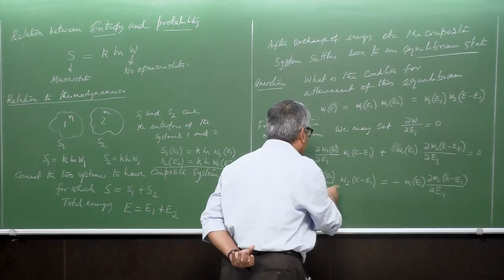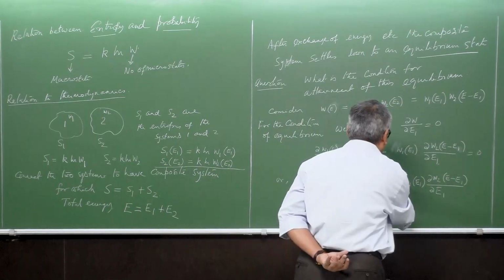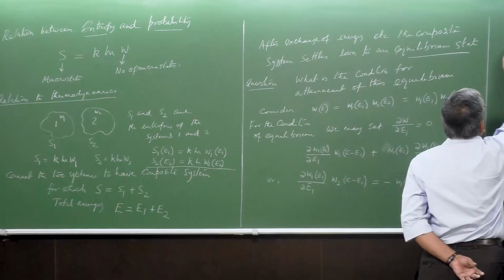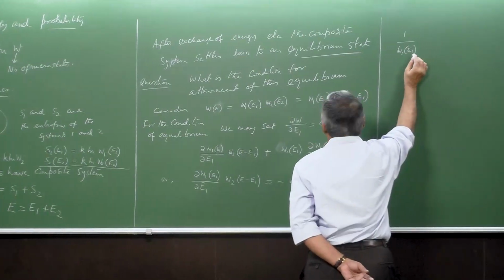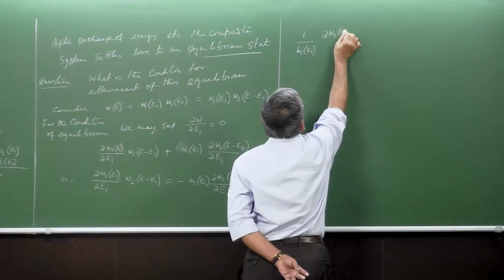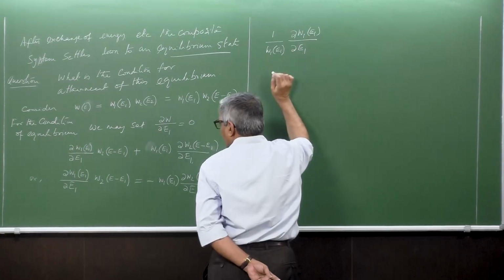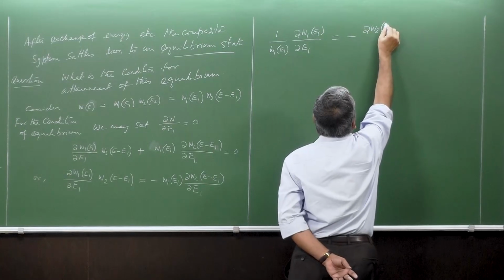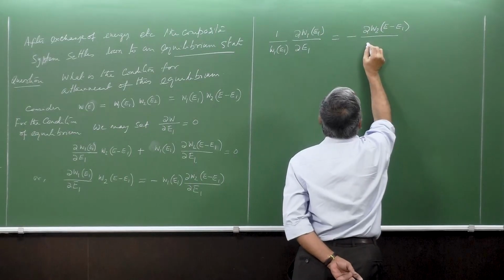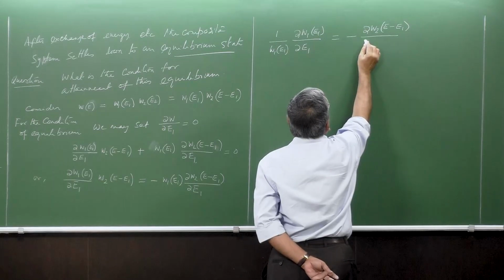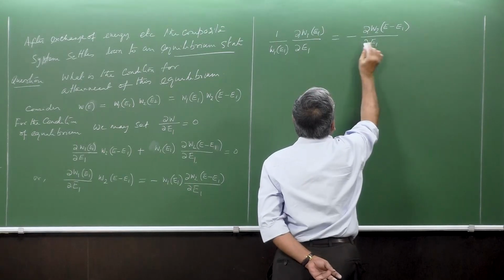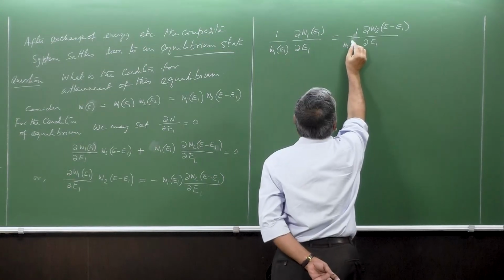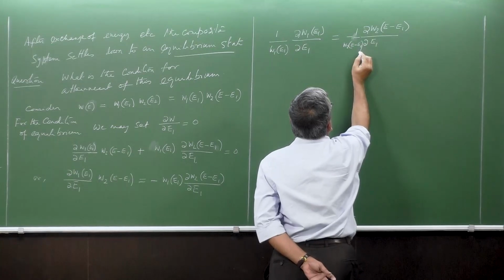Now you interchange a bit. I take this W1 to the left-hand side as a denominator, so it is 1 by W1(E1) times del W1 by del E1, and that is equal to minus del W2(E minus E1) by del E1 times 1 by W2(E minus E1).